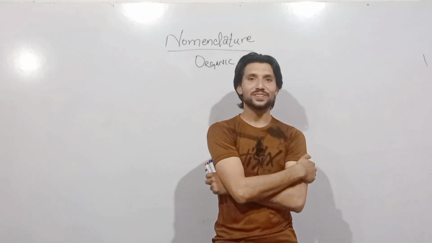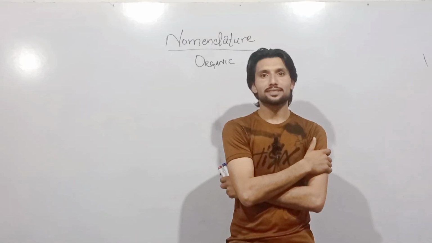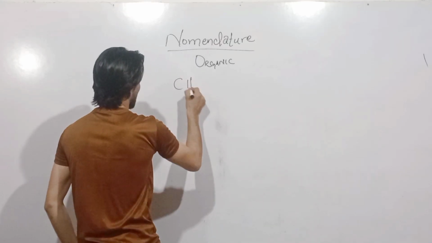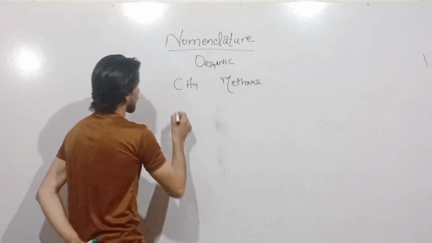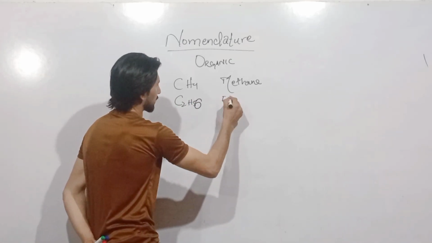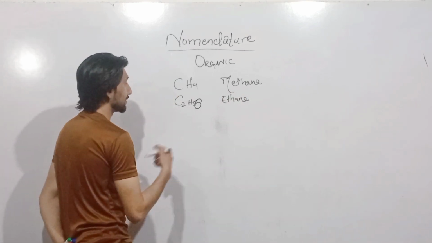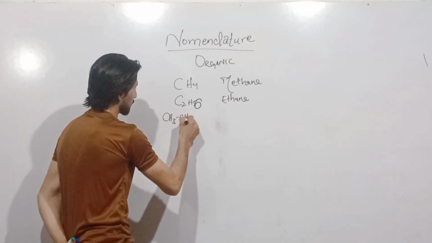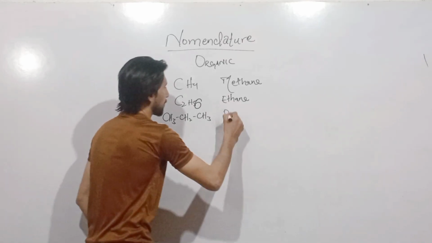So let's do it. First of all, let me tell you that the simplest of the alkanes is methane. CH4, we call this one methane. And what do we call C2H6? We call it ethane. And what is the third member of this group? I'll write it in expanded form so it is easy for you. We call this one propane.